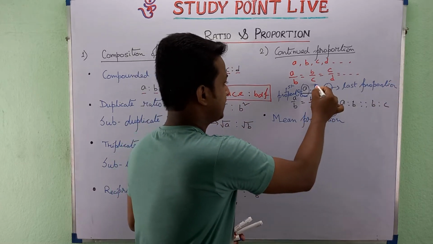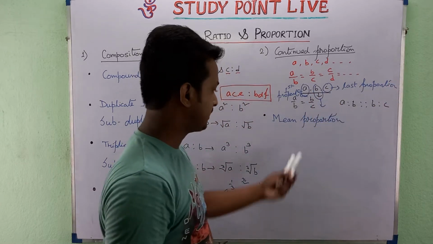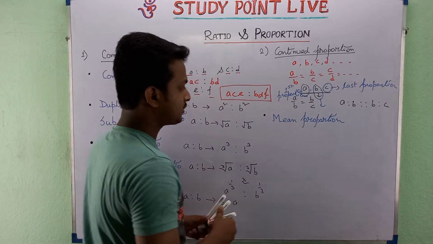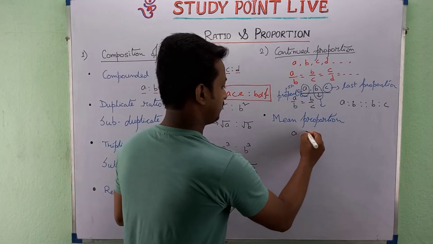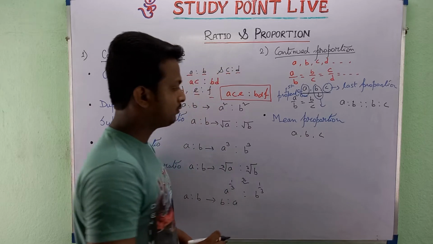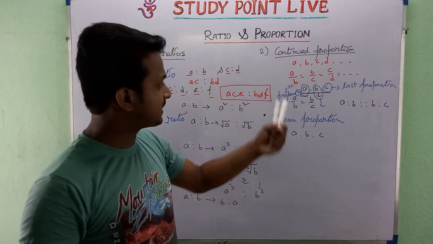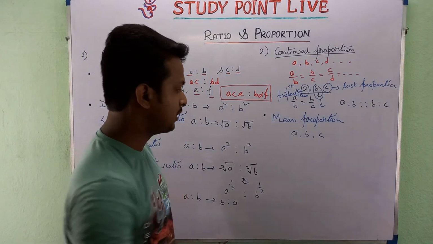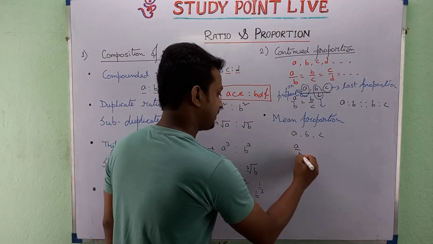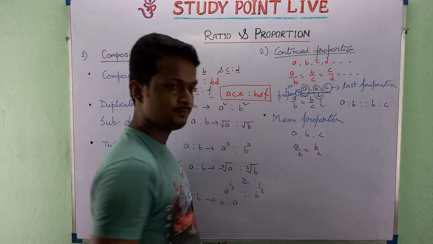And this B is called the mean proportion. See here, now we will solve for the mean proportion. How? Let us see. If we want to solve the mean proportion with respect to the first proportion and the last proportion, we can write A by B equals B by C.